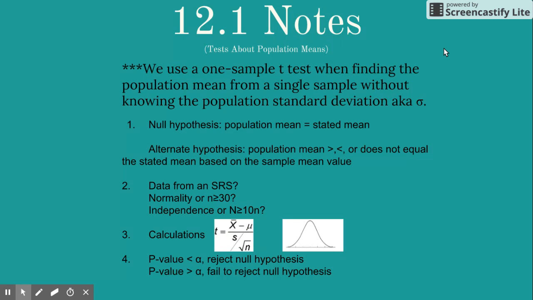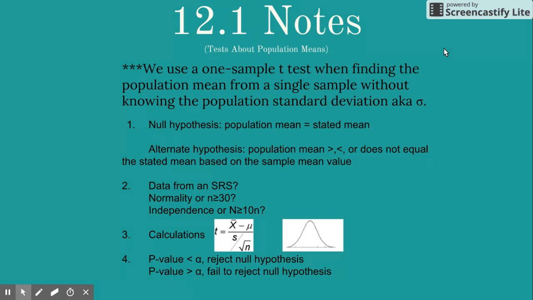12.1 notes, and we just want to discuss when we use a one sample t-test, and that is when finding the population mean from a single sample without knowing the population standard deviation, aka sigma. In this case, we use s, which is the sample standard deviation.